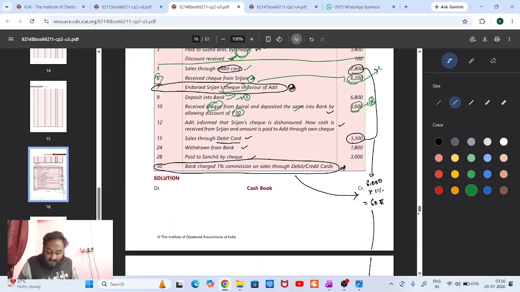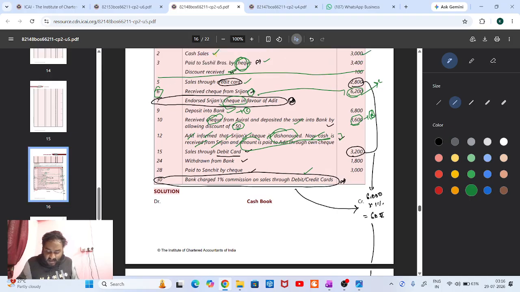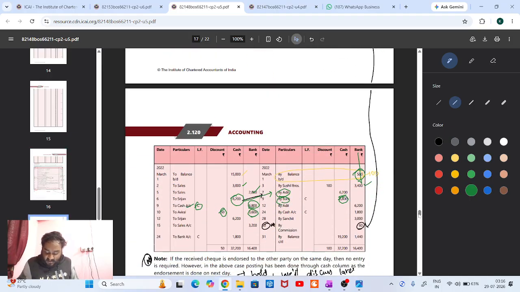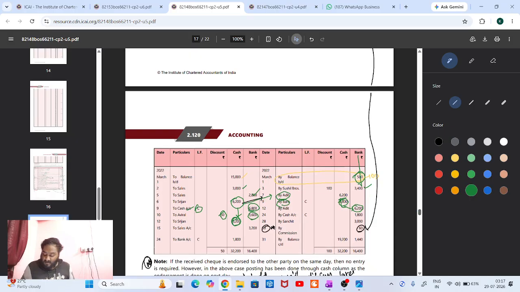I will upload the videos daily. This is the twist. Audit informed that Srijan's check is dishonored. Now the cash is received from Srijan and paid to audit through check. So again the entry will be reversed and Srijan's balance with audit will be nullified. And here then Srijan's balance will be increased. Basically, the creditor becomes a creditor again and the debtor becomes a debtor again.